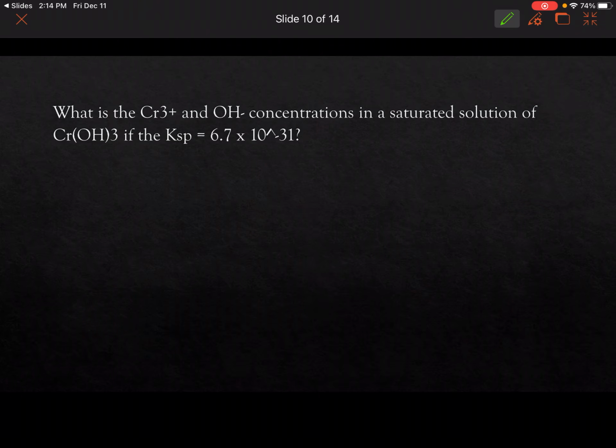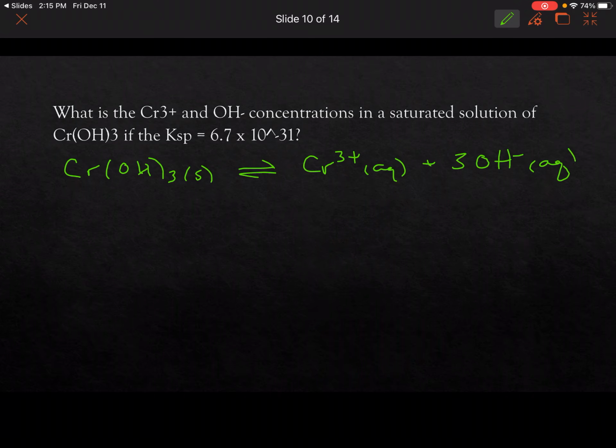All right, next. What are the Cr3+ and OH- concentrations in a saturated chromium hydroxide solution if the KSP is 6.7 times 10 to the negative 31? All right, let's write our dissociation equation. In equilibrium with chromium 3+ aqueous plus 3 OH- aqueous. So we're going to use X, 3X. KSP is going to be equal to Cr3+ multiplied by OH- cubed.